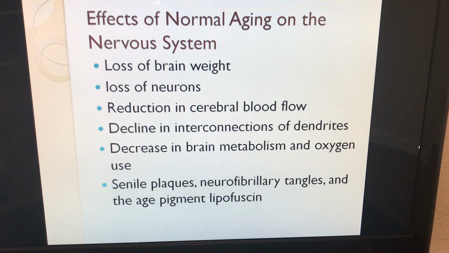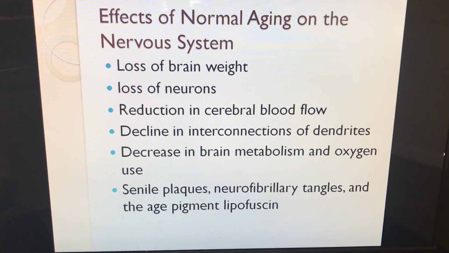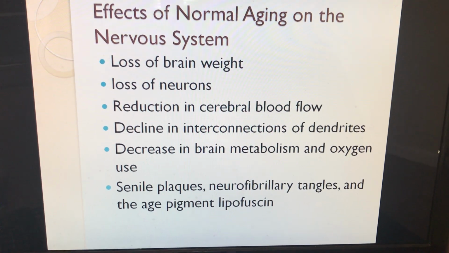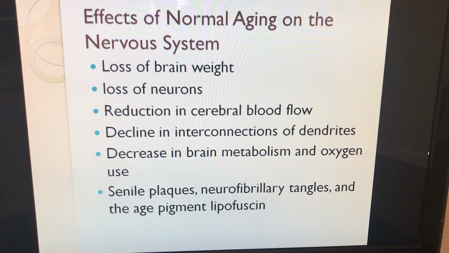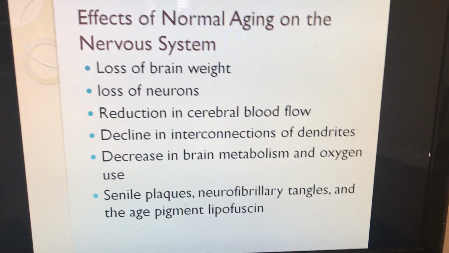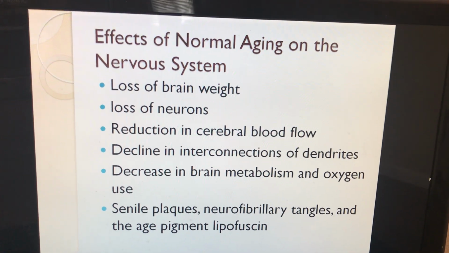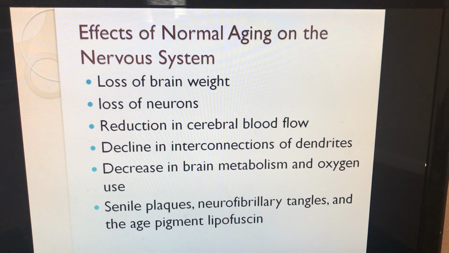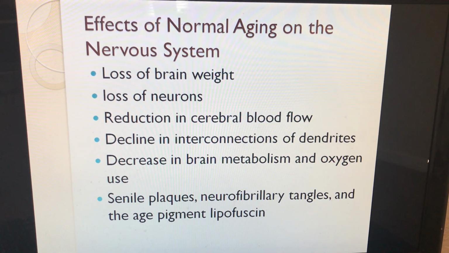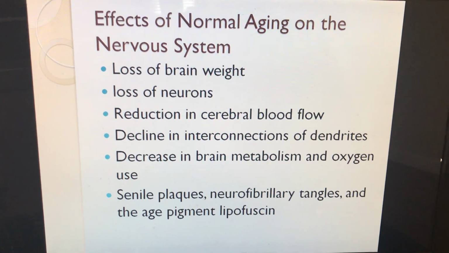So, effects of normal aging on the nervous system. As we age, we have loss of brain weight, loss of neurons, reduction in cerebral blood flow, decline in interconnections of dendrites, and decrease in brain metabolism and oxygen use. You form senile plaques, neurofibrillary tangles, and the age pigment called lipofuscin.